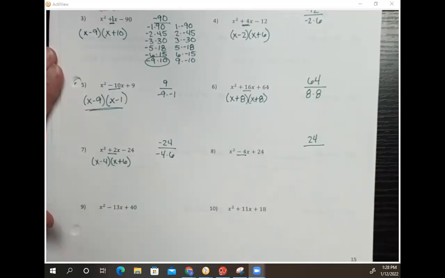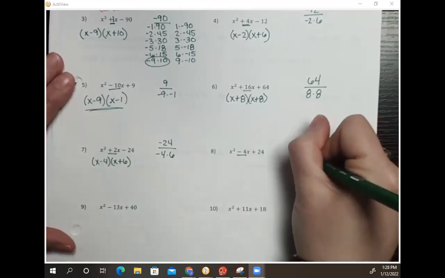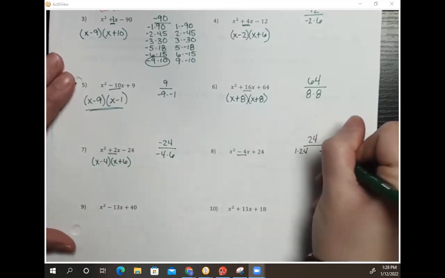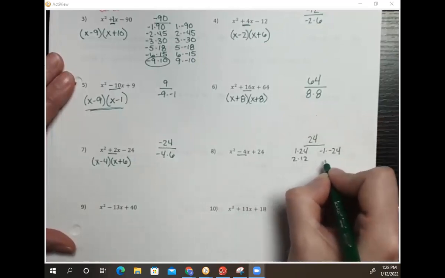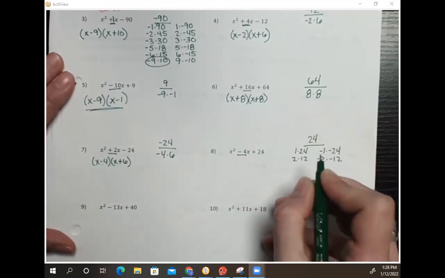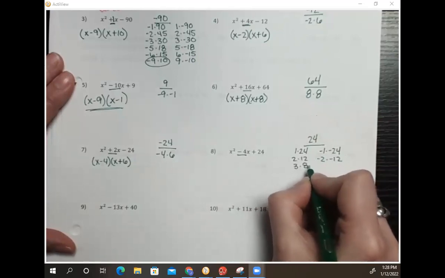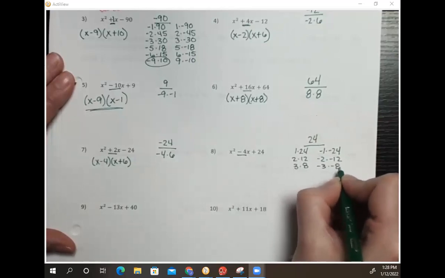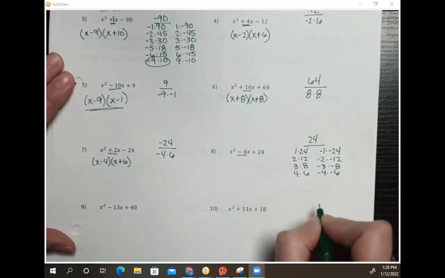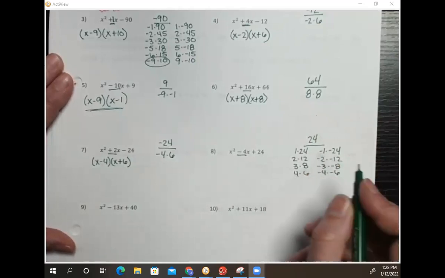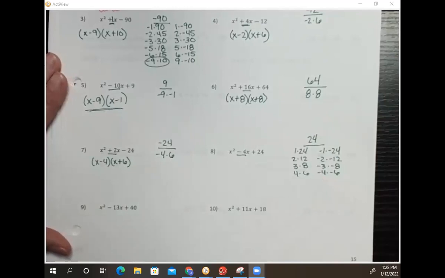Who feels a little stumped on this one? Okay, so let's make a list. This could be 1 times 24, or negative 1 times negative 24. 2 times 12, or negative 2 times negative 12. 3 times 8, or negative 3 times negative 8. 4 times 6, or negative 4 times negative 6. 5 doesn't work. 6 does, but I already have it in the list. So these are all my factors for positive 24.